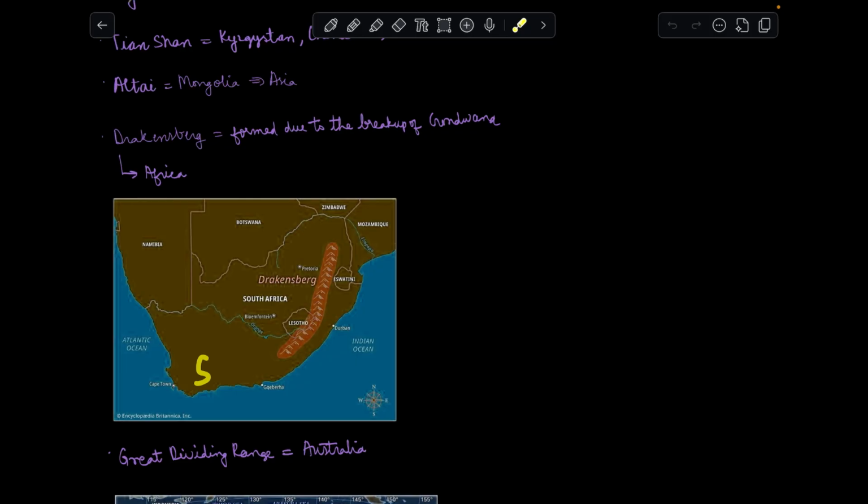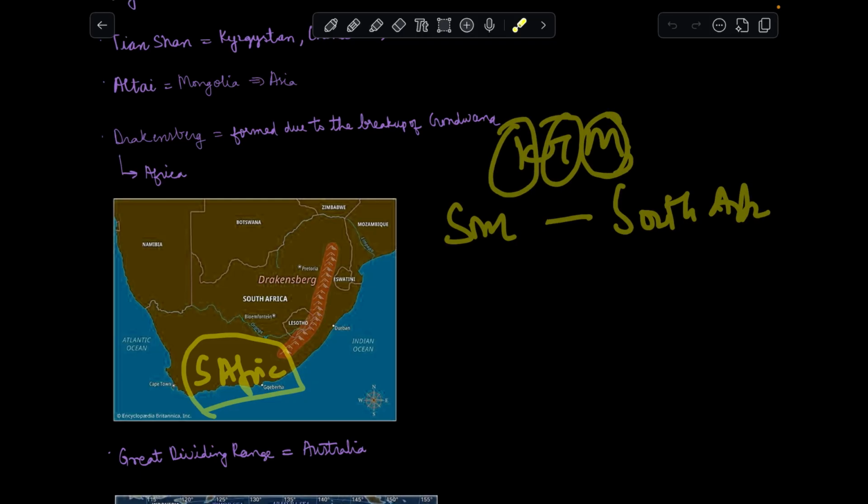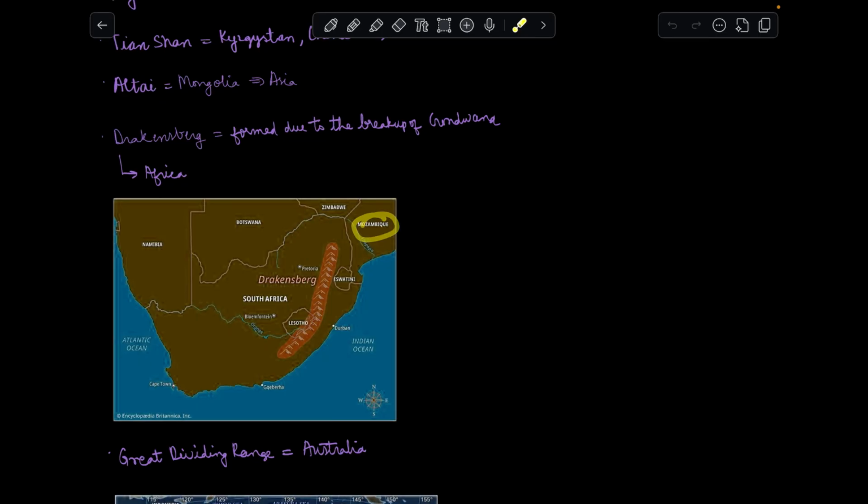So this is the country of South Africa. So it was Somalia to South Africa via KTM, Kenya, Tanzania, and this was Mozambique. So over here we have Mozambique, but considering the Drakensberg range only, it passes through the countries of South Africa, Lesotho, and Pretoria. Pretoria is the capital of South Africa, not a country. So it's just two countries basically, South Africa and Lesotho.